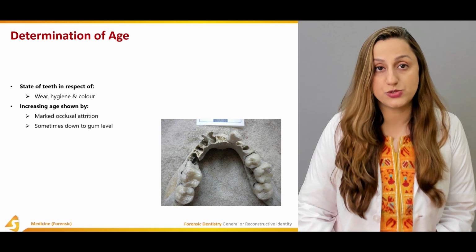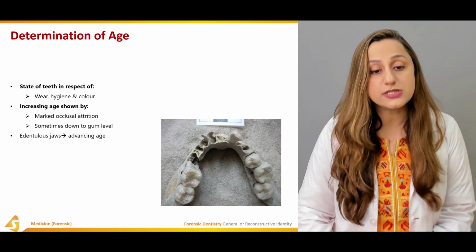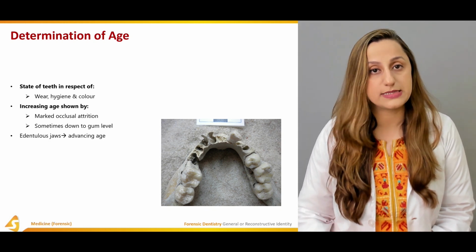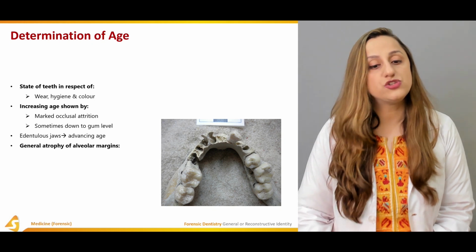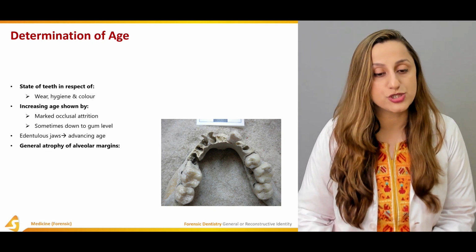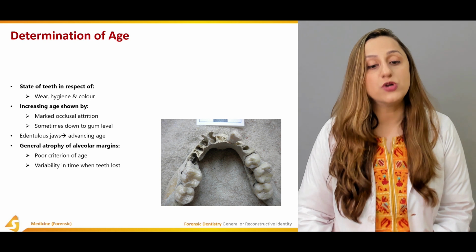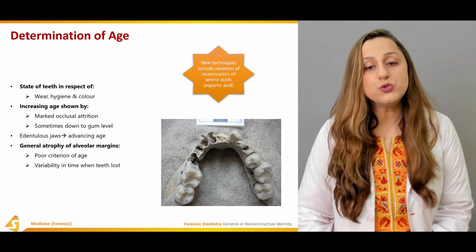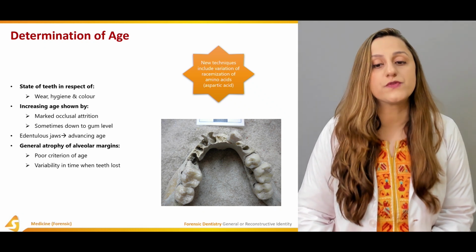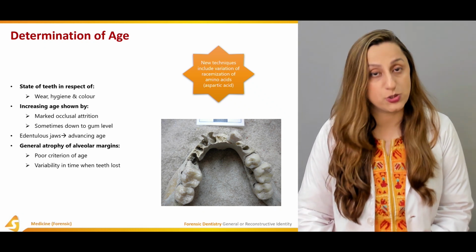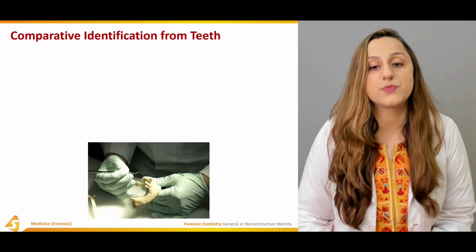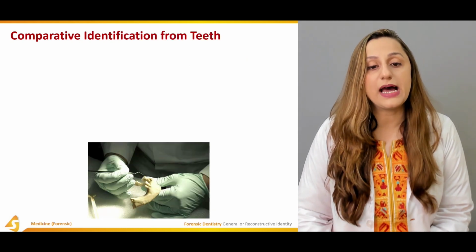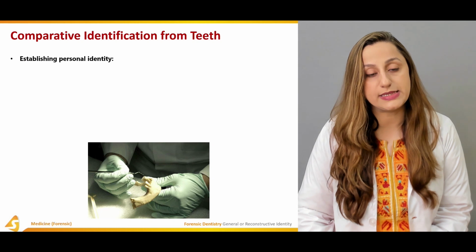Sometimes they go down to the gum level, and edentulous jaws are found in advancing or old age. The general atrophy of the alveolar margins is also looked at. We can have a poor criterion of age variability in the time when the teeth are lost. The new techniques include the racemization of amino acids, or the aspartic acid phenomenon. We can have comparative identification from the teeth as well.